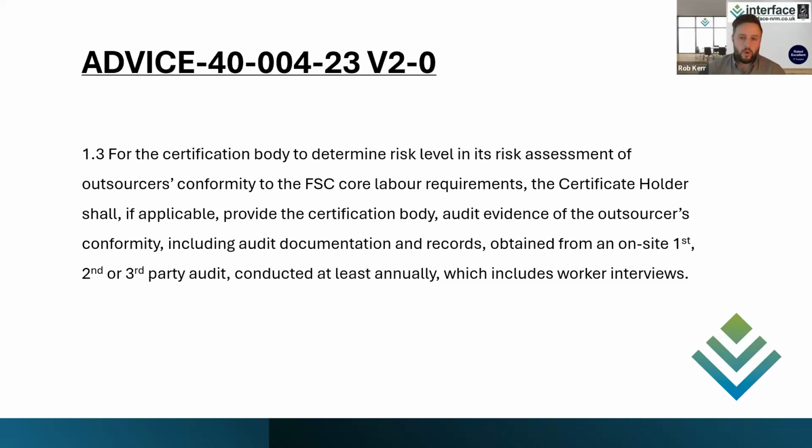It could be yourself or someone who's independent of the outsourcer. And the third party would be ourselves, outside of the FSC certification audit, so outside of your annual surveillance audits. And the objective is this: the only way that we can deem them low risk is if there are no findings relating to the conformance. So if you do an internal audit or a first, second, or third party audit on your outsourcer and evidence concludes that there are issues with their conformance to core labour, then that would not mean that we determine them to be low risk. It would mean that we potentially determine them to be high risk.